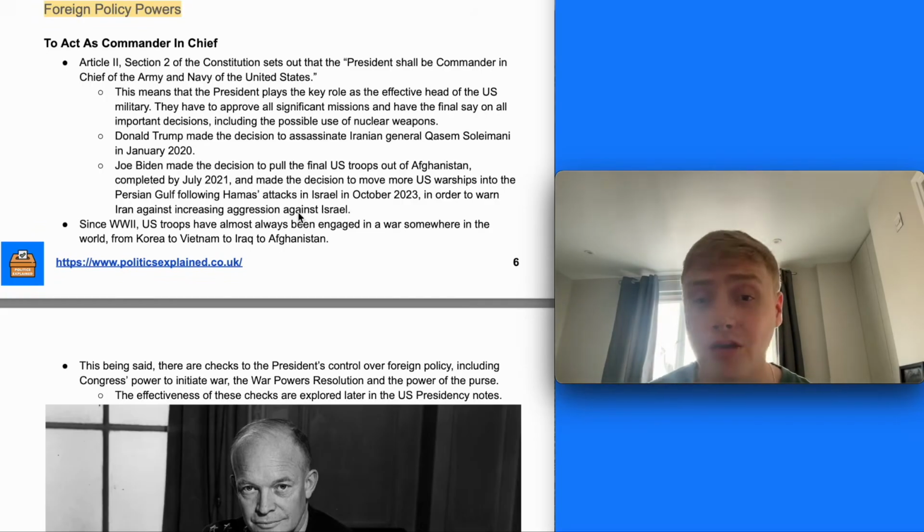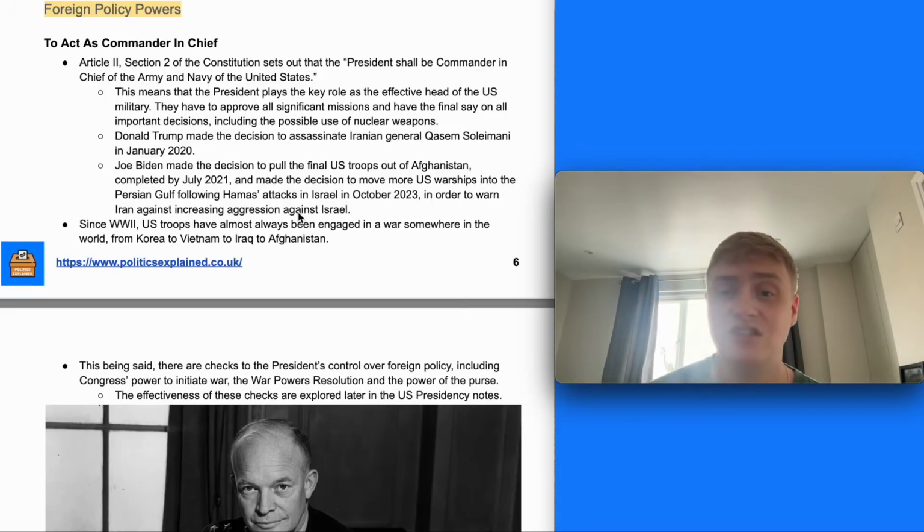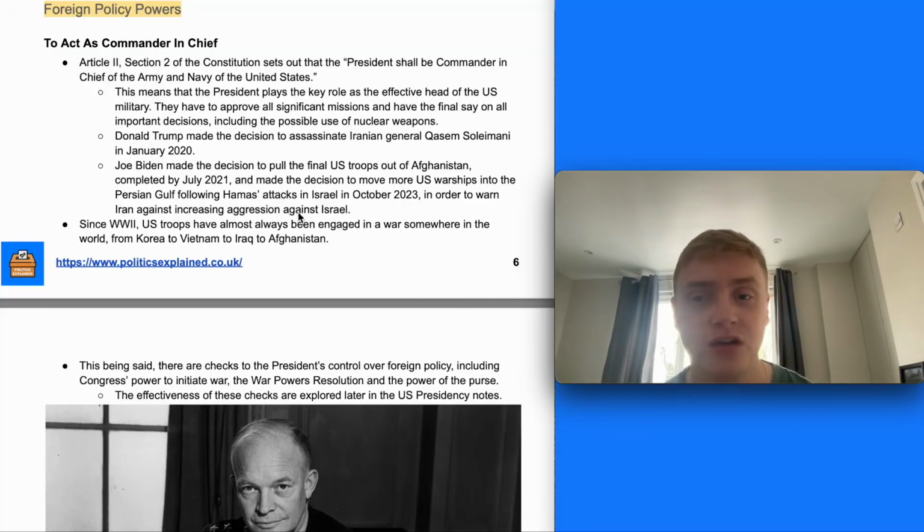But crucially, they're commander-in-chief, as set out in Article 2, Section 2 of the Constitution. And this means that the president plays a key role as effectively head of the US military. They have to approve all significant missions and have a final say on important decisions, including the possible use of nuclear weapons. So Donald Trump made the decision to assassinate Qasem Soleimani in January 2020, which displays this role. He didn't have to ask for congressional approval. And as head of the US military, it was his final decision on whether to do so or not.